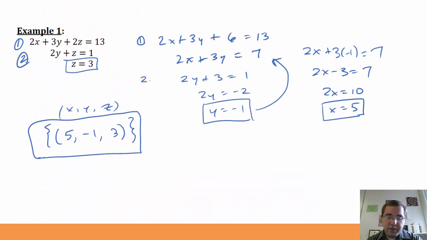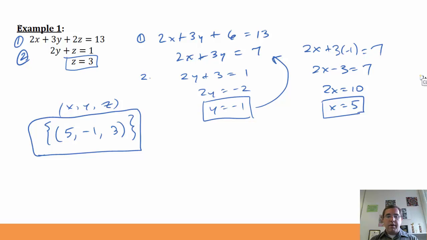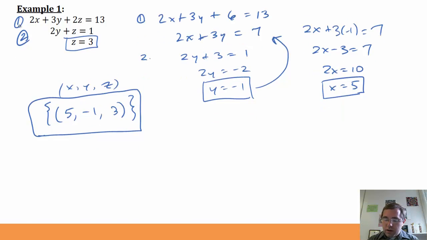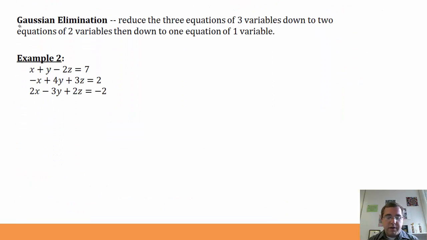That process of what we did of having one value, plugging it in to find a second value, and plugging both of them in to find the third value is essentially the process behind what's called Gaussian elimination, which is the method we're going to use in example number 2. Gaussian elimination, named for the mathematician Carl Friedrich Gauss, who lived in the 17 to 1800s.